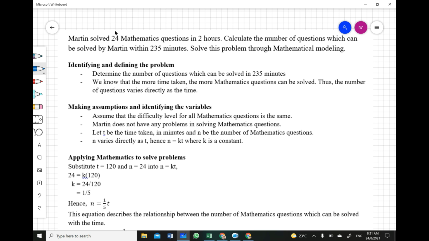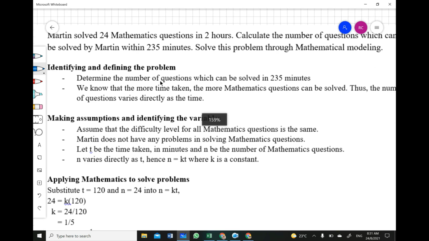Okay, he is able to solve 24 questions in 2 hours. That's a long time. So they were asking in 235 minutes how many questions he can solve. So you need to change them to the same unit. 2 hours is 120 minutes. 235 minutes, how much is the time in hours? Okay, first identify the problem. Make it bigger.